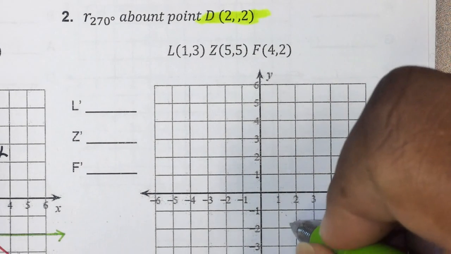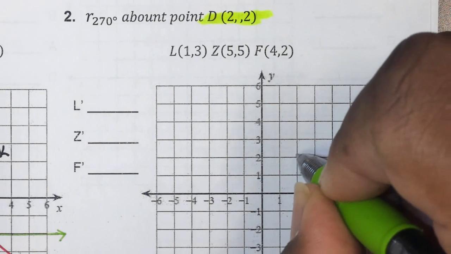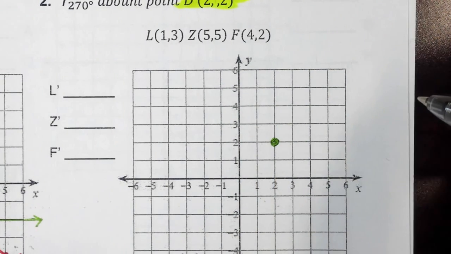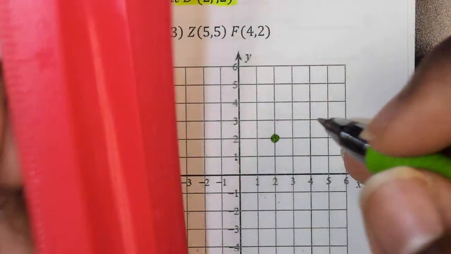First thing I want to do is put that point on the graph though. 2, 2. Here. I'm making another axis around that.